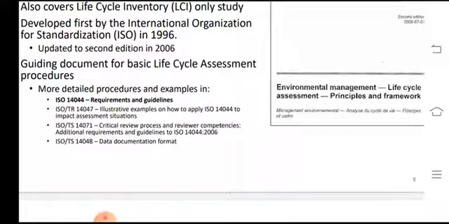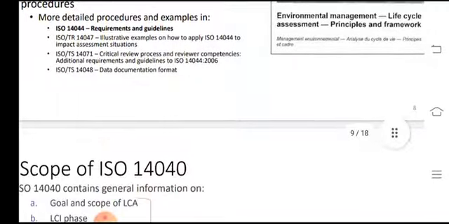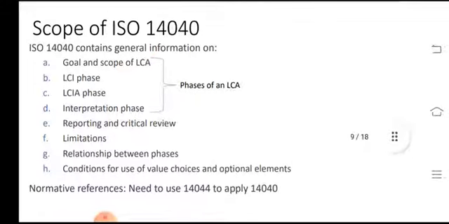Then 14047, it's about examples to impact assessment situation, different situations. Then critical review process and reviewer competencies is described in ISO 14071, and then 14048 describes the data documentation format. So here are the scope of ISO 14040.